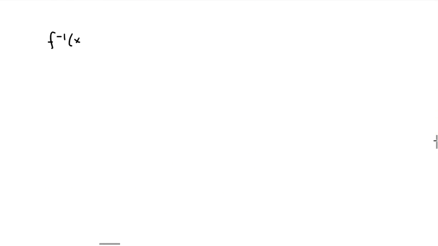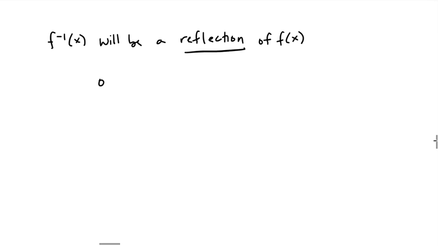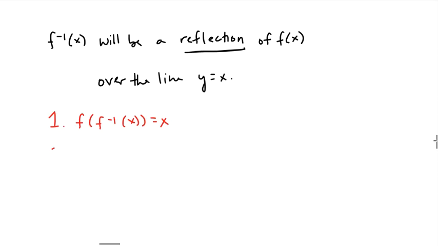So the other interesting property about inverse functions is that once you graph them, f inverse of x will be a reflection of f of x over the line y equals x. So there's three main properties of inverse functions that you should know. One, f and f inverse composed will give me x. Two, f inverse composed with f will give me x. And three, this property, f inverse will be a reflection of f of x over the line y equals x.